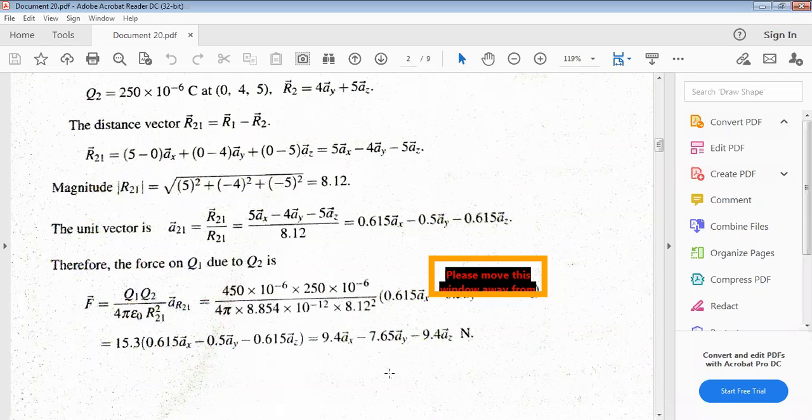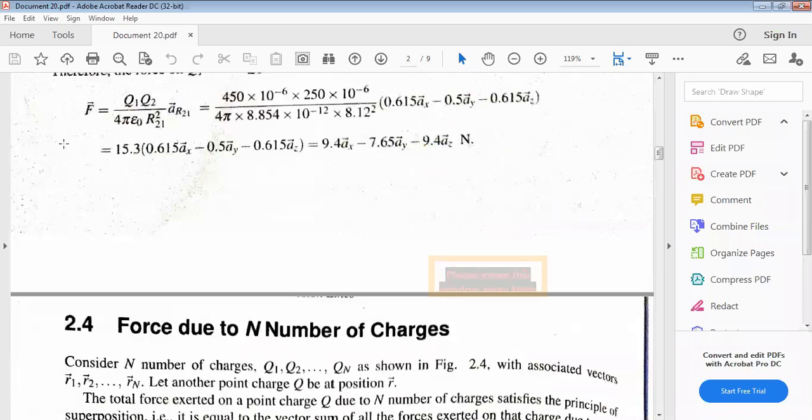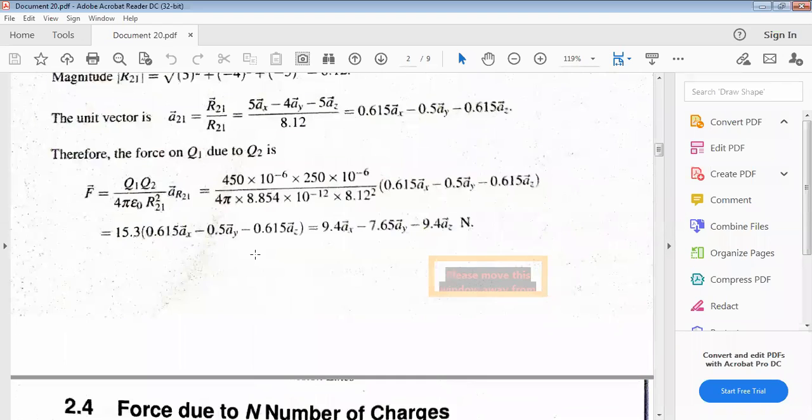And at these points, 9.4 comma minus 7.65, minus 9.4 az, this much of force acts on that point Q2, with magnitude 15.3, in the direction of 0.615 ax, minus 0.5 ay, minus 0.615 az. Okay, that is the conclusion.